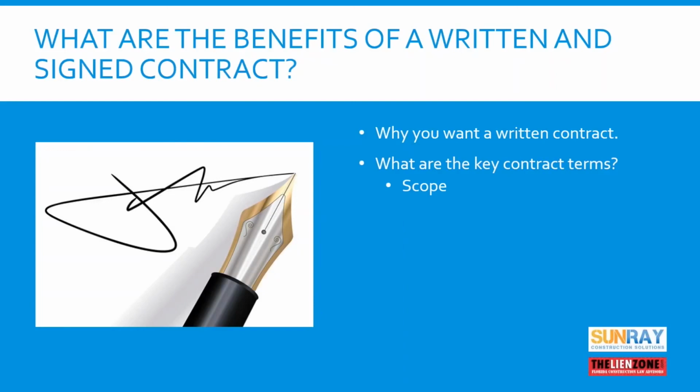So if there are things in your general scope of work that you know you don't do and are not included in your price, you should list those specifically as exclusions to avoid a dispute about whether they were or weren't in the contract. The next is price. Obviously, you need to articulate how much you expect to be paid for the work that you're going to perform.